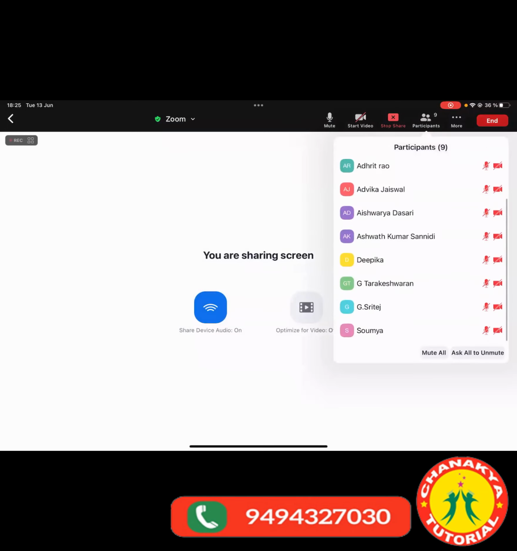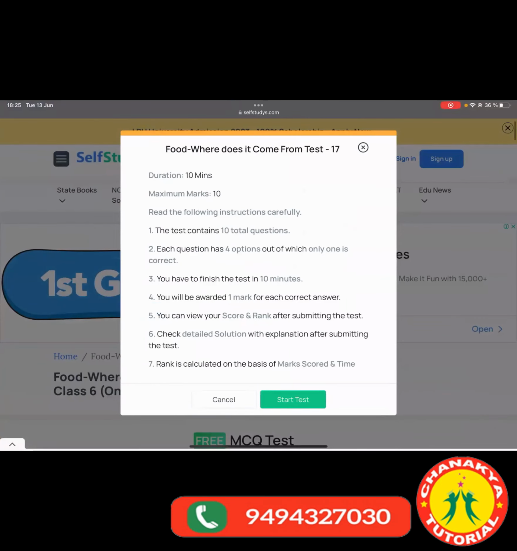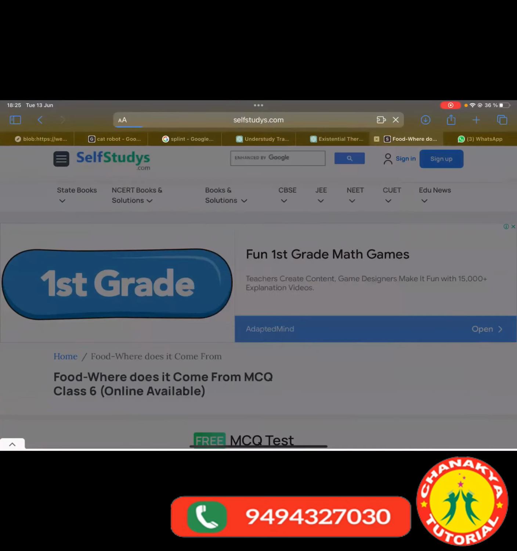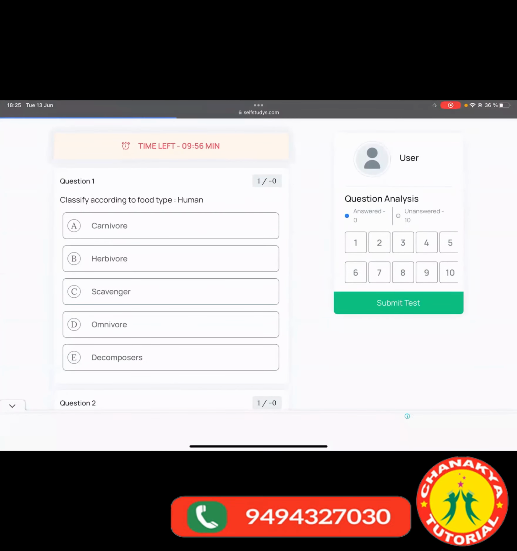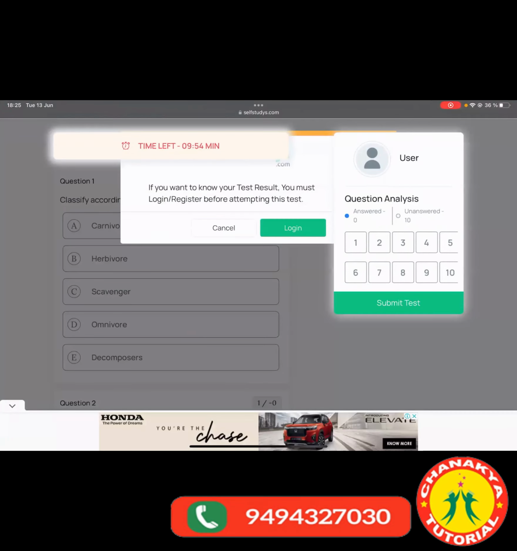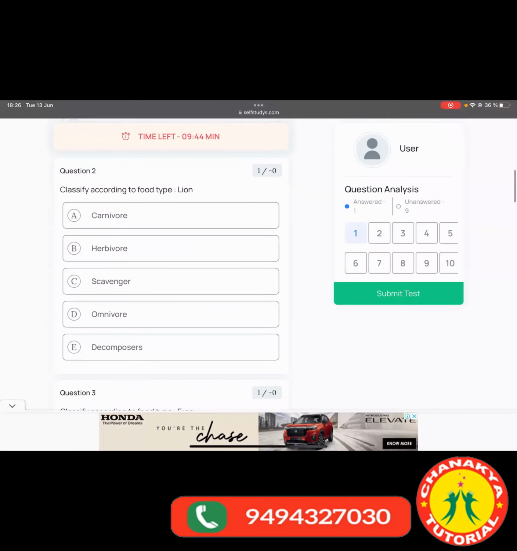You can type down the answer somewhere. You can type it in the chat box. But I want you to be a little not slow. First question. Omnivores. Okay, very good. Next person, quickly.